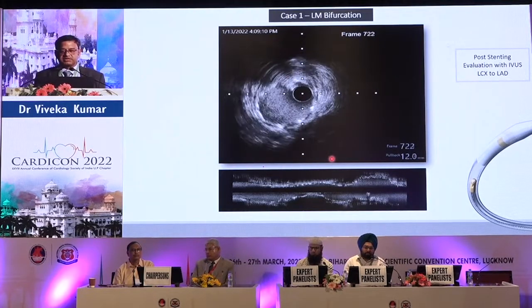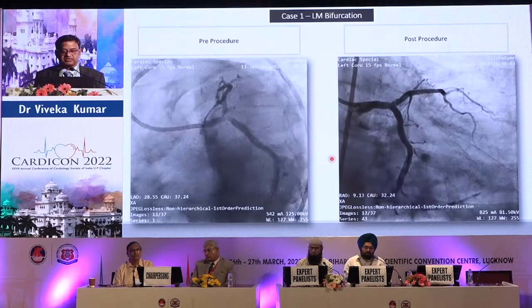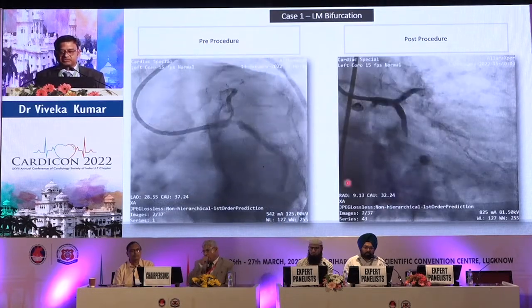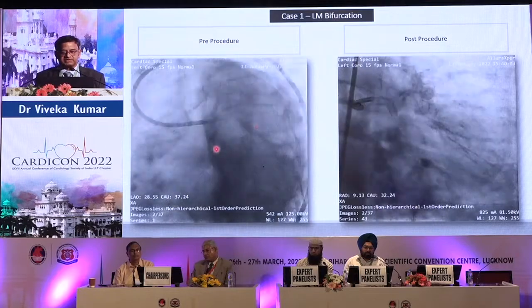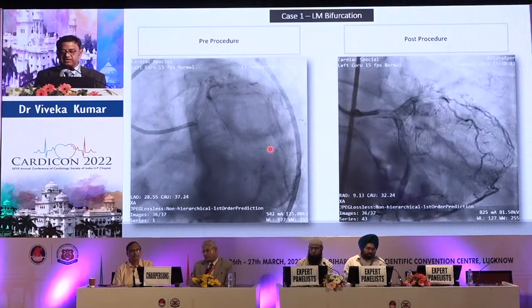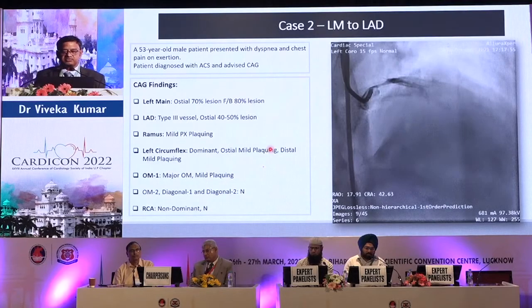So in these cases where you have really optimized things well with imaging, you can clearly see that the post result looks fantastic compared to the pre-result, and in these situations the long-term outcomes will also be better.